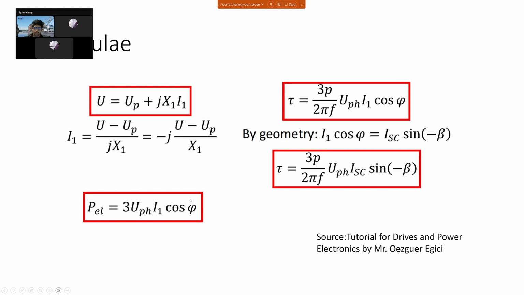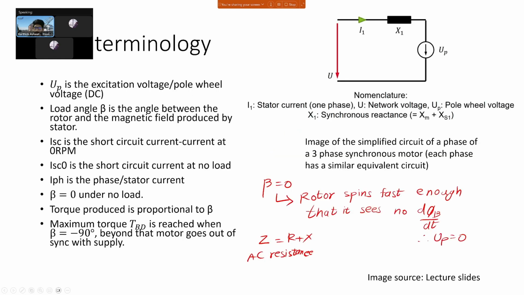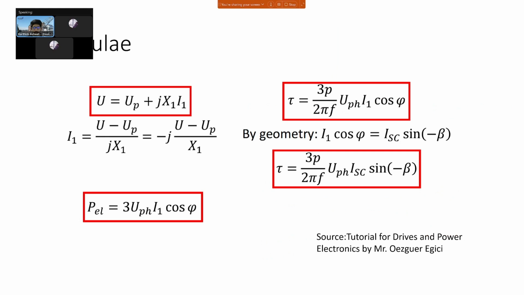And ISC is short circuit current. There are two short circuit currents: one is ISC and the other one is ISC 0. ISC is the short circuit current at 0 RPM. ISC 0 is the short circuit current at 0 load. Zero load means there is no pole wheel excitation voltage, and basically that means there is nothing connected to the motor, it's spinning freely in real terms.